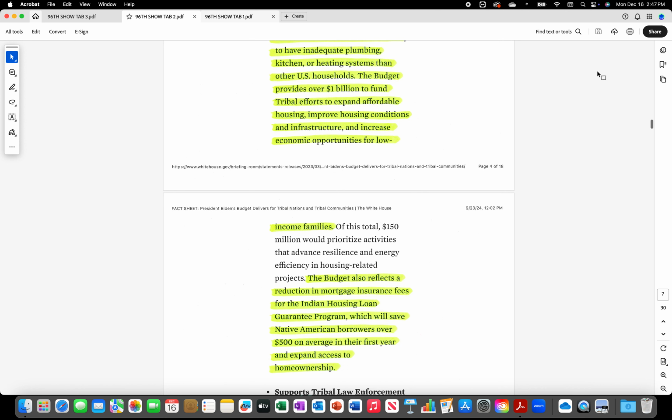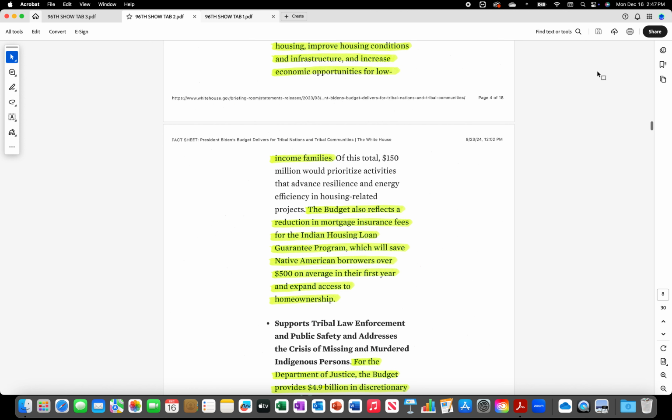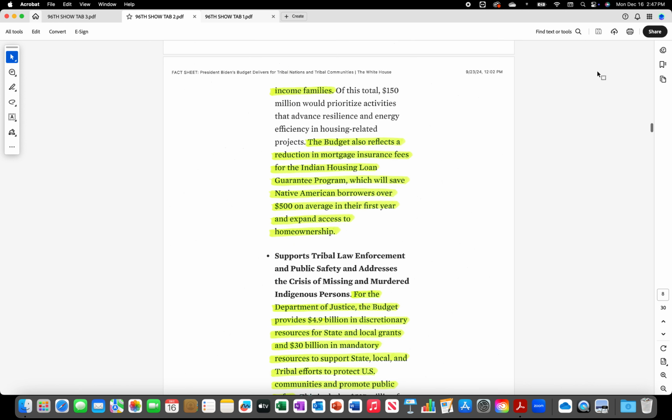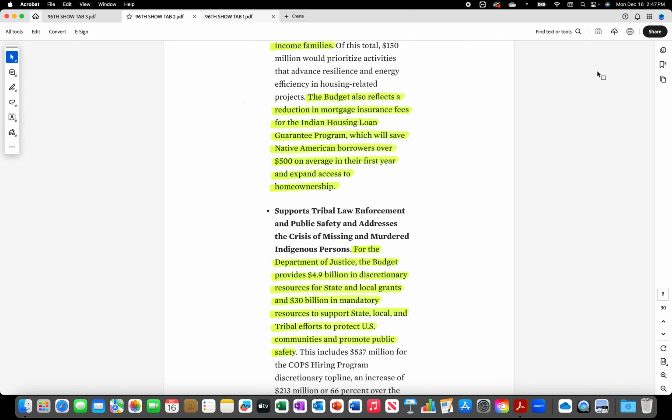It seems as though we know who the Native Americans' daddy is.